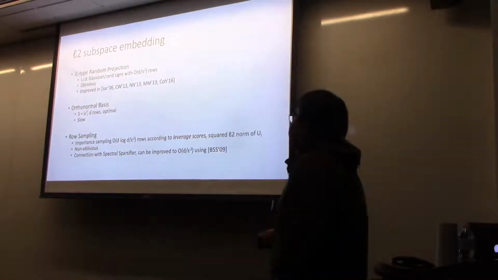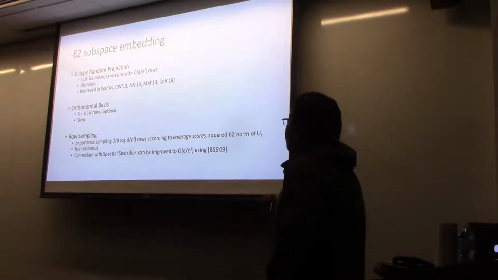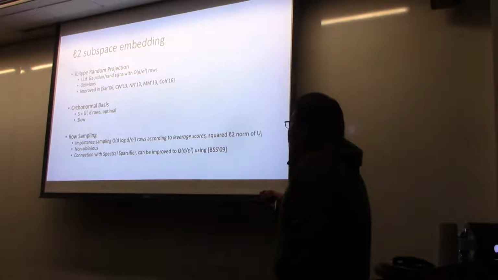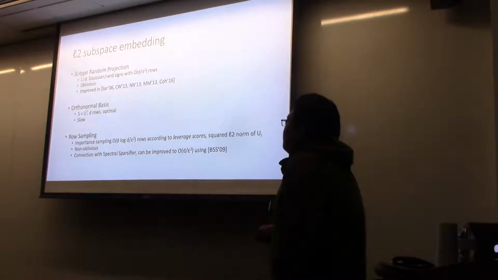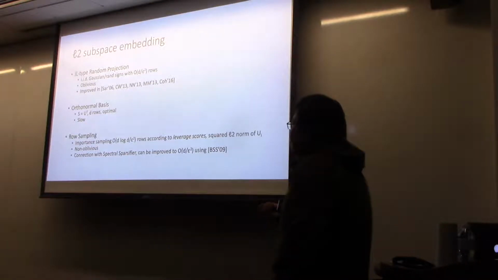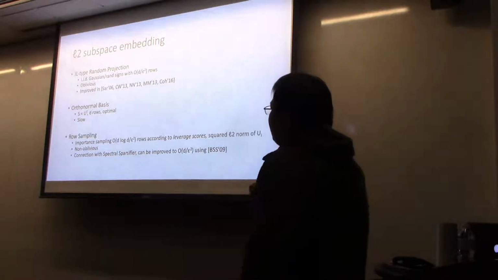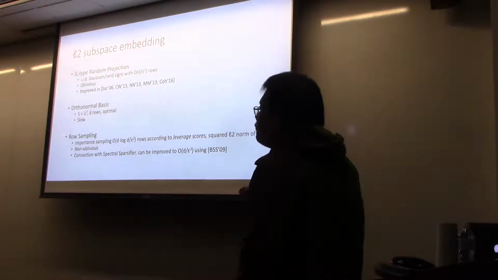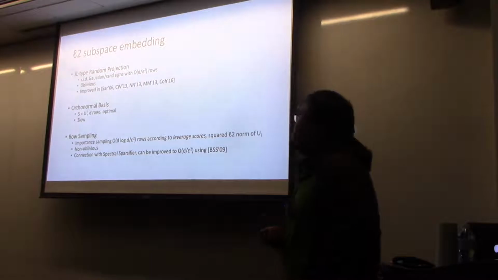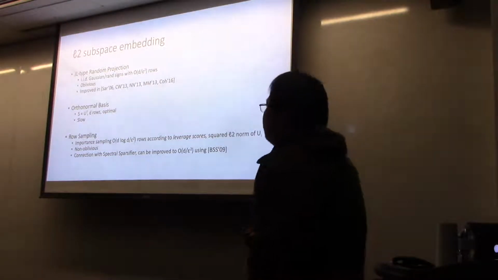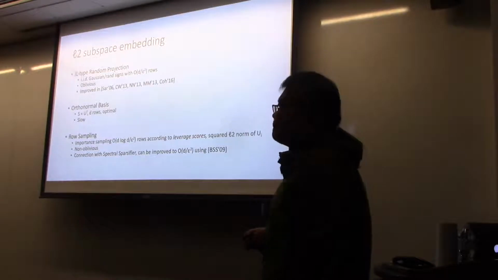The second type of subspace embedding for L2 is the orthogonal basis. This is special to L2 and can only be applied in the L2 case. What we can show is that if I take U to be an orthogonal basis of A, and take S to be U transpose, then this is a subspace embedding with no distortion.